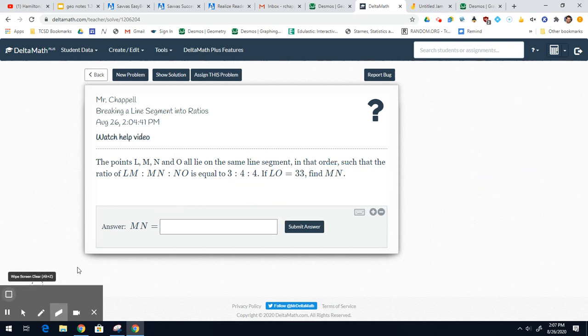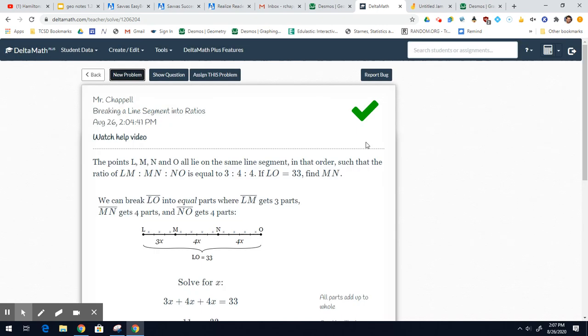Okay. So I come in there, get the arrow tool, click 12, submit, bingo. All right, good. These are part of your homework assignment, so best of luck.